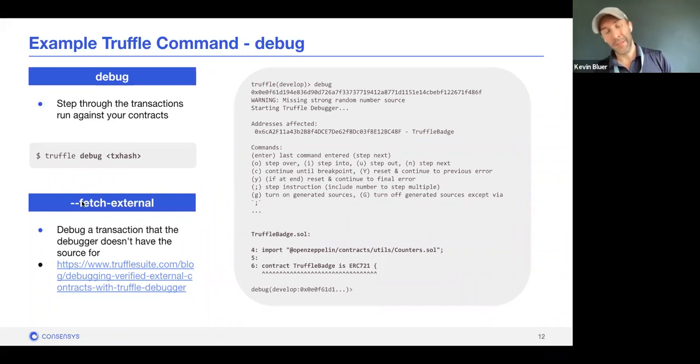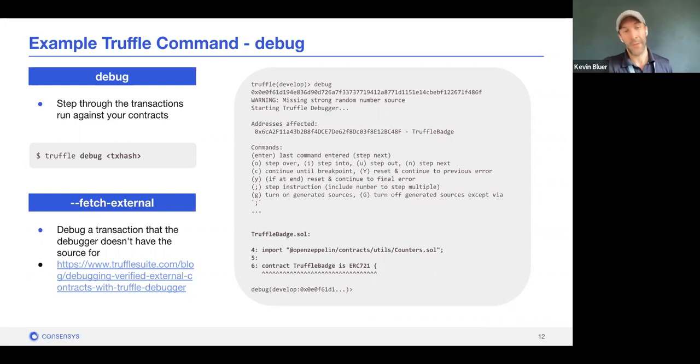Another command flag that we have on the debugger, a little bit more intermediate, is something called fetch external. Same premise: you would still pass a transaction hash and a network. This fetch external flag allows you to debug a transaction without having the source code for it, as long as that source code has been published somewhere. The two that we support are Etherscan and Sourcify.